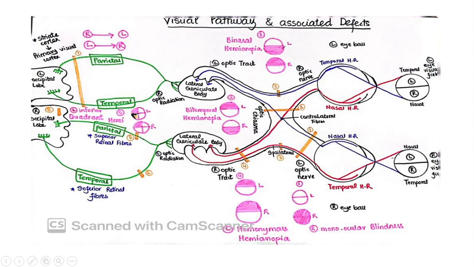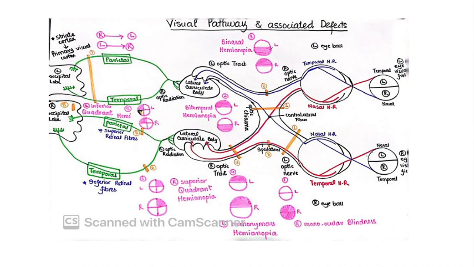So any damage on the left side is going to cause a lesion on the right side. In case of left optic tract damage, it will become right homonymous hemianopia, and this one will be shaded. So this was the fourth lesion. Now we will talk about the fifth.